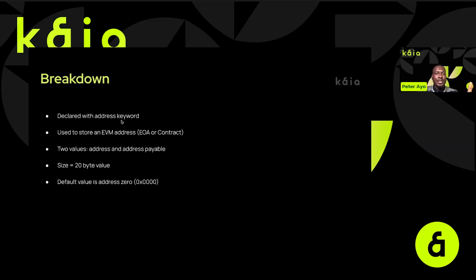Just as we have seen in other instances, we use uint, int, we use bool. For address, we use address. It's as straightforward as such. What do we use address for? You can use an address to store your account, your EOA, which is an externally owned account, just like we created on Kaia Wallet, or a smart contract. So there are two types of accounts on the blockchain, your EOA and your smart contract accounts. Each of these two has a separate address. One has code, one doesn't have code.